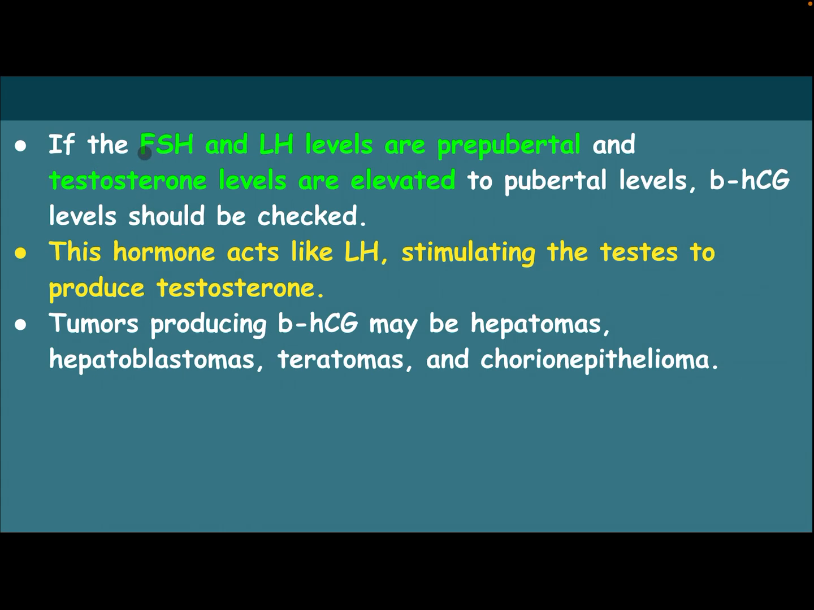If the FSH and LH levels are prepubertal and testosterone levels are elevated to pubertal level, beta HCG should be checked. This hormone acts like LH and stimulates the testes to produce testosterone. Tumors producing beta HCG may be hepatoma, hepatoblastoma, teratoma, and chorioepithelioma.